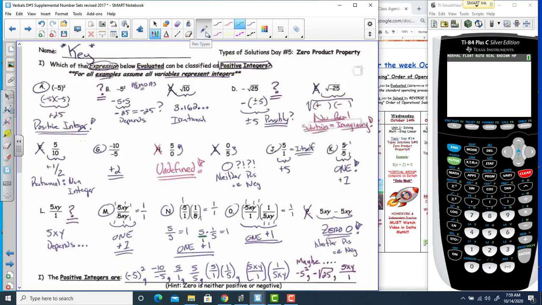Assuming that you paused the video, now would be the time where you come back and you check out your work. Letter A, ladies and gentlemen, negative 5 squared, and negative times the negative is a positive. That comes out to positive 25. Any quantity squared is that amount times itself.